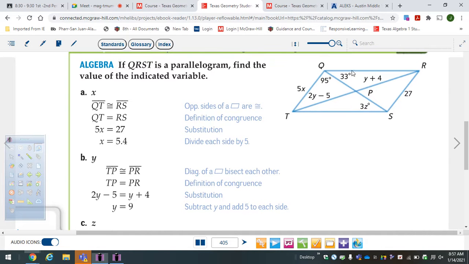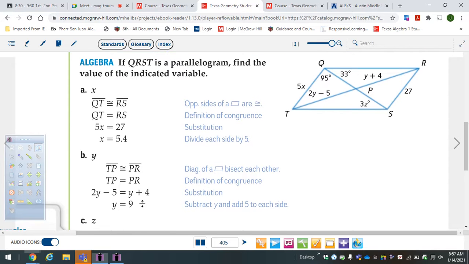Y. Let's look at Y. Where's Y? This Y right here, this one's side length is 2Y minus 5. This side length here is Y plus 4. Now when it comes to these two, think about them. This one and this one, the diagonals bisect each other, so this half is equal to that half. So 2Y minus 5 is equal to Y plus 4. I get Y to be 9.